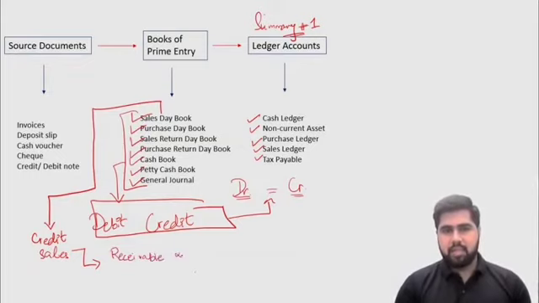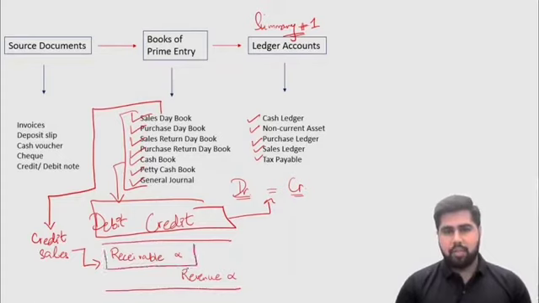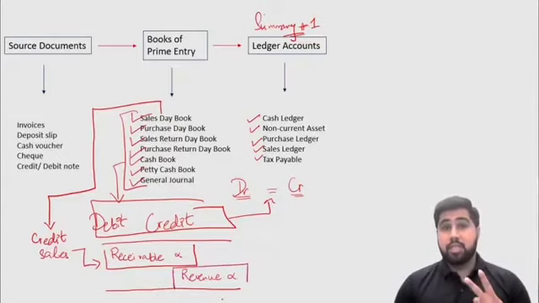You have receivable debit and revenue, or as you call it, sales, credit. All right. Now the point is, within the ledger accounts, you will have 2 ledgers that will be impacted. Number 1, the receivable, and number 2, the revenue. Okay. These 2 ledgers will be impacted.